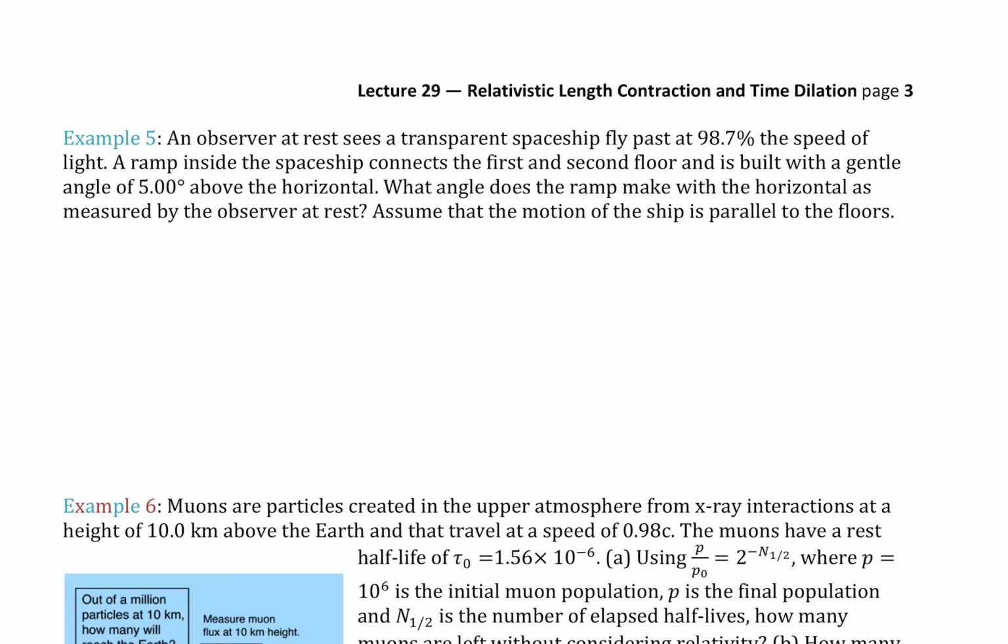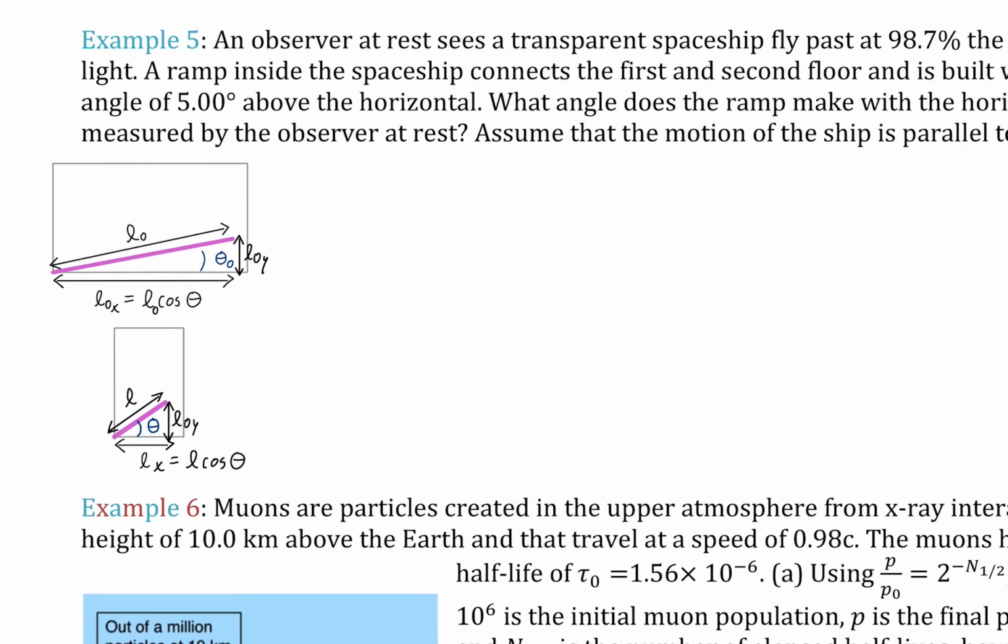So an observer at rest sees a transparent spaceship fly past them at 98.7% the speed of light. All right, a ramp inside the spaceship connects the first and second floor and is built with a gentle angle of 5 degrees above the horizontal. What angle does the ramp make with the horizontal as measured by the observer at rest? Assume that the motion of the ship is parallel to the floors. Okay, so what we're going to find is that initially there's some gentle angle. As only one axis is contracted, this x-axis, we're then going to find that the angle gets steeper because essentially the shape changes. It's only contracted along the x-axis because the x-axis is the axis where the velocity is.